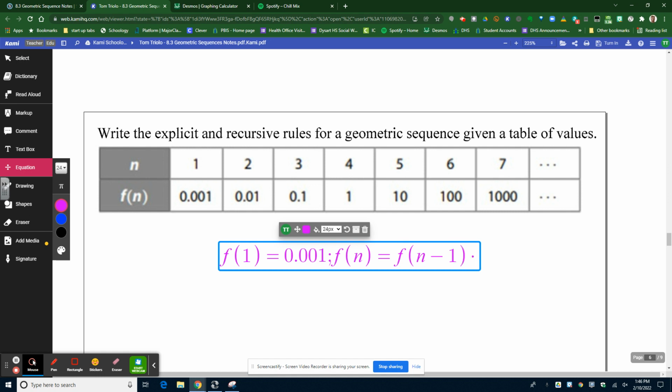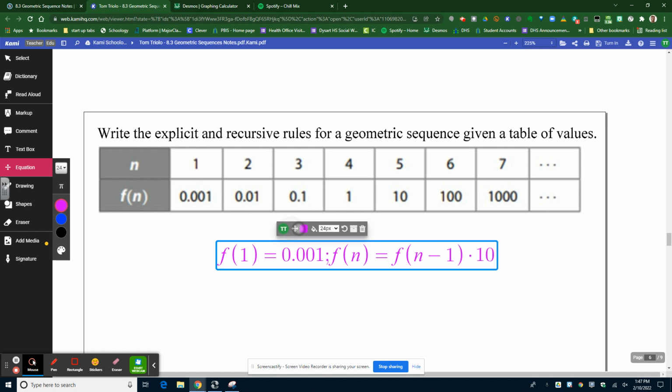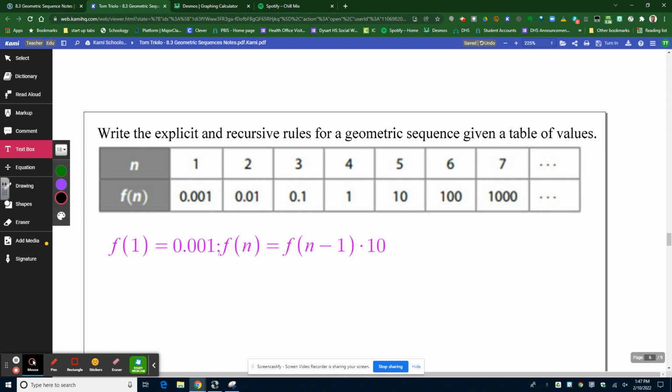This one's kind of easy, right? Because you're just multiplying by. Good. Okay. I am starting with my first term, so this is for n greater than or equal to 1.